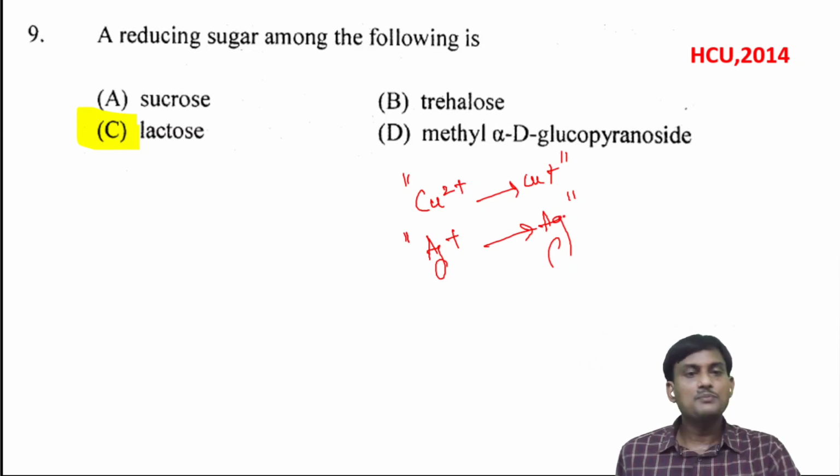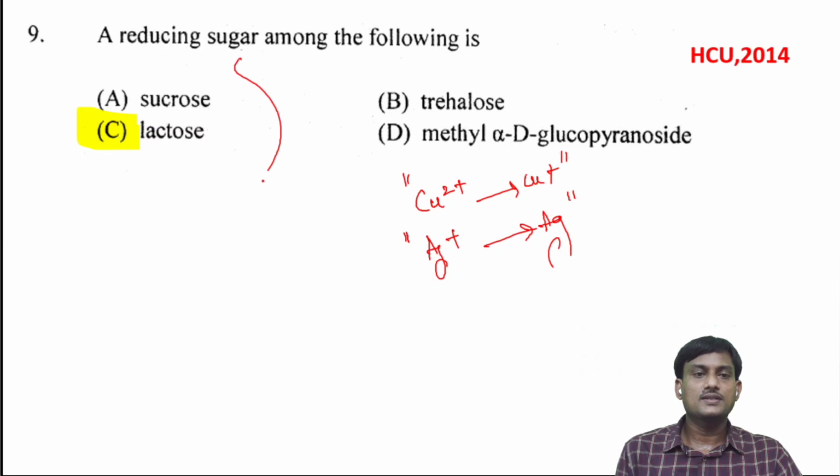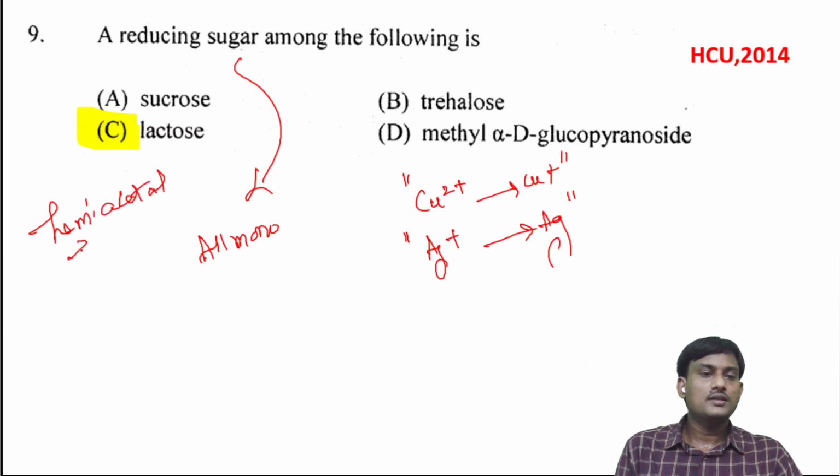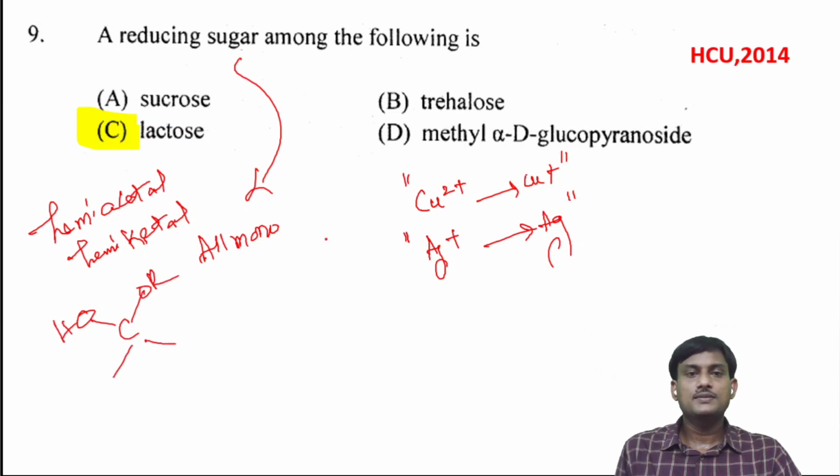Some sugars reduce and some sugars cannot reduce these ions. The sugars which can reduce these ions are called reducing sugars. All monosaccharides are reducing sugars. What is the condition for reducing sugars? To act as a reducing sugar, the sugar should have a hemiacetal or hemiketal form. The form should have one OH and another one will be OR, like this.